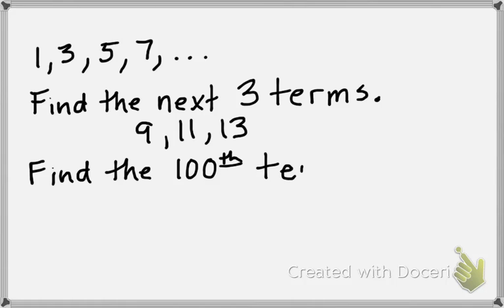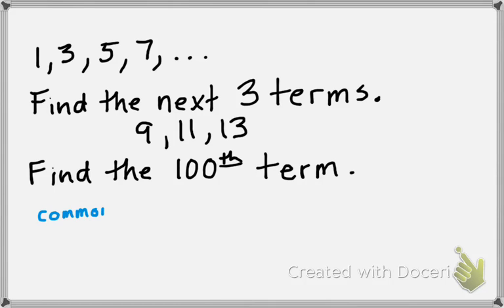Well, that could be kind of tricky because it would take a while just to keep adding 2 every time, do it 100 times, and see what I ended up with. And even if you did that, you might count wrong and end up with the 99th term instead of the 100th. So that's not really the best method. What we're going to do is write an equation.